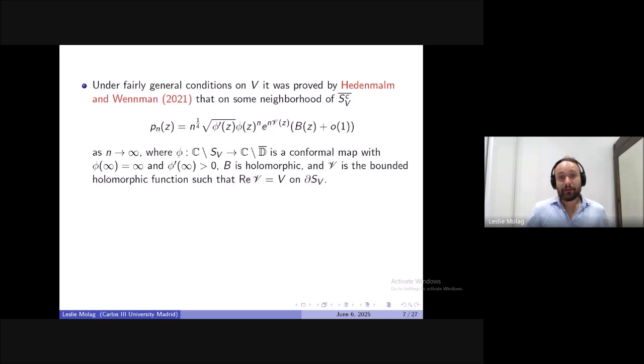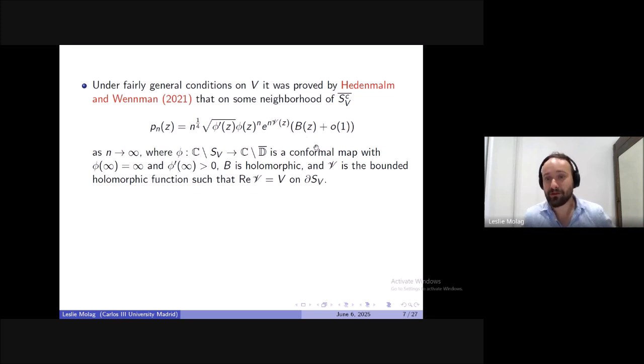Okay. So I mentioned before that there was this result by Hedenmalm and Wennman, and that I would be a bit more clear later on, and that's this point. So in their case, they get the following large n formula for the planar orthogonal polynomial. Again, there is a conformal map, this time from the exterior of the droplet to the exterior of the closed unit disk, again with a similar normalization as before. Then B is some holomorphic function. In their paper, they can be explicit about this, but I won't.